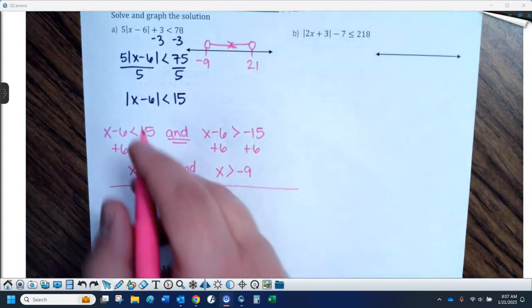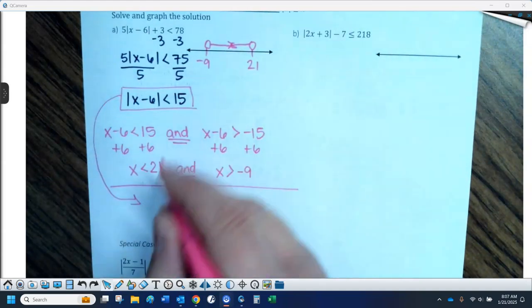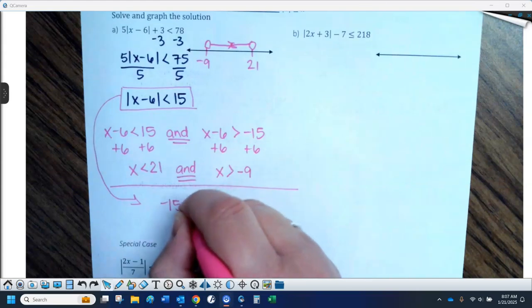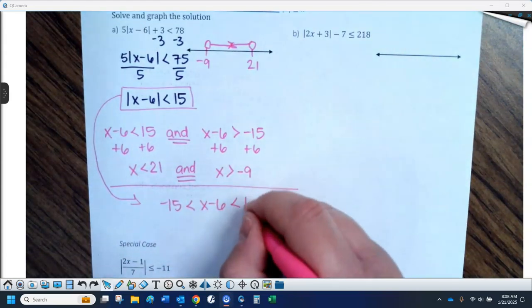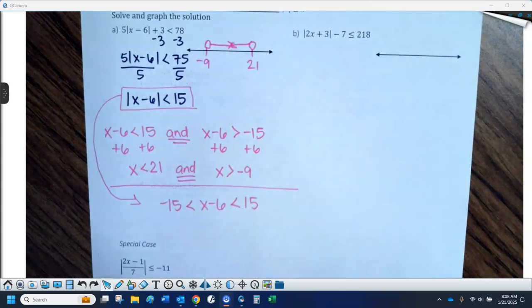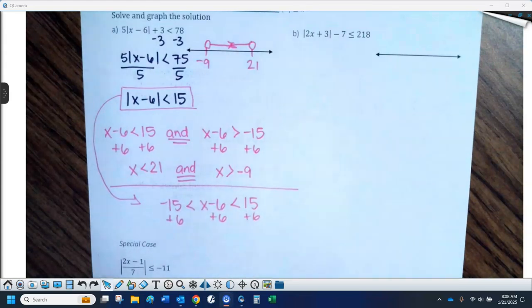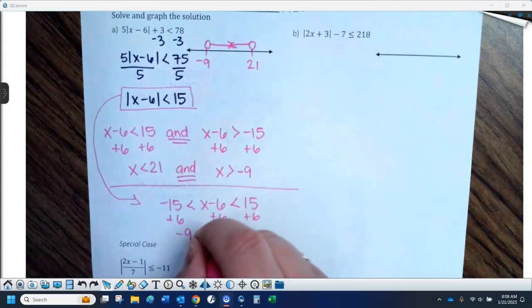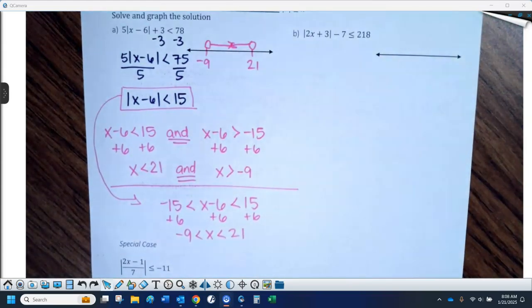If you prefer, what you can do right here is negative 15 less than, put what's in the absolute value in the middle, and then that positive number on the end there. You could solve this in just one inequality. I'm going to add 6 to all three parts, and this would give you exactly the same inequality as what I had there, so it's really a preference, whichever one you like better. This just says x is between those two numbers.